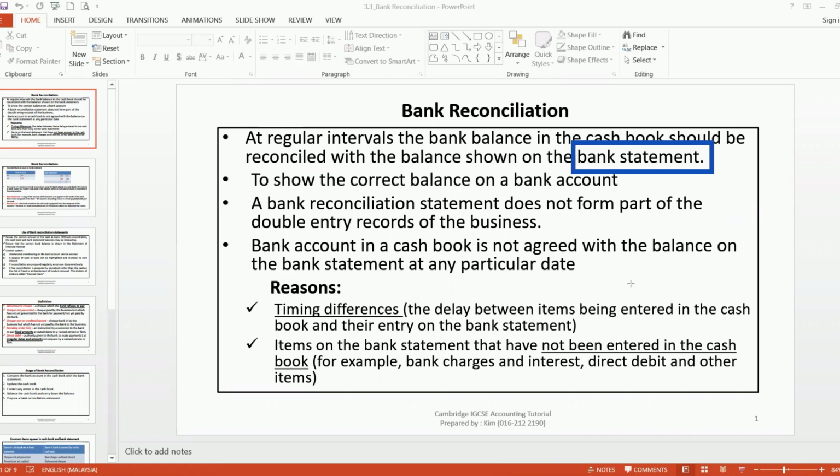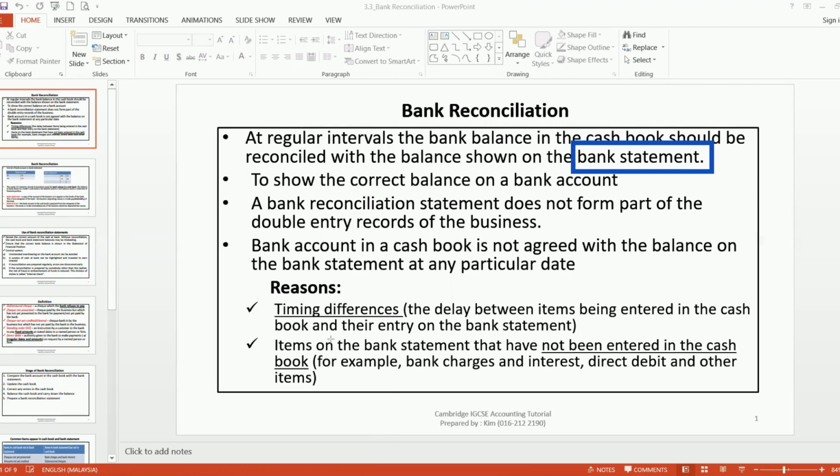Any differences, we will do the adjustment, or so-called update the cash book. Subsequently, prepare the bank reconciliation statement. This is to show the correct amount in our bank account. A bank reconciliation statement does not form part of the double entry recording of the business, because this is a document we prepared. It's just to make sure we have an updated cash book, and if there is any error by the bank, we inform the bank.